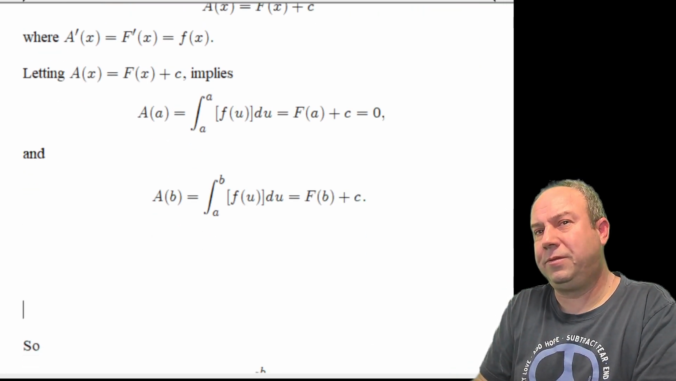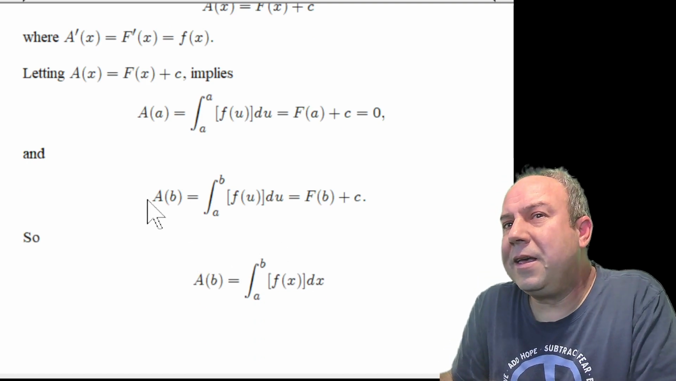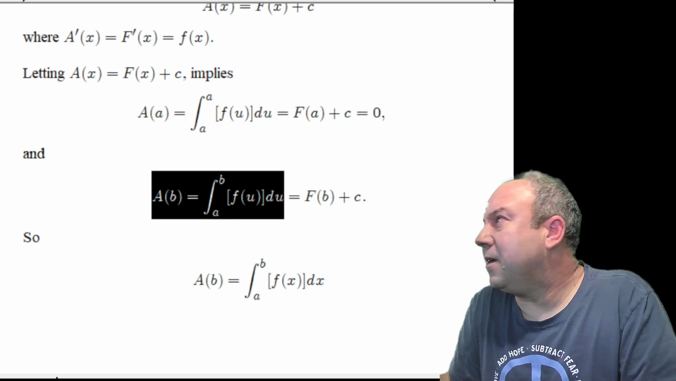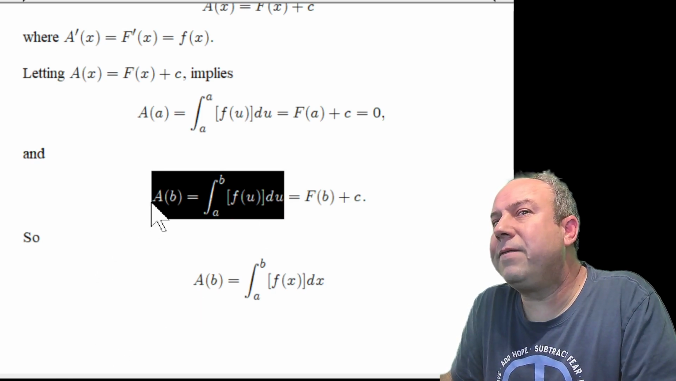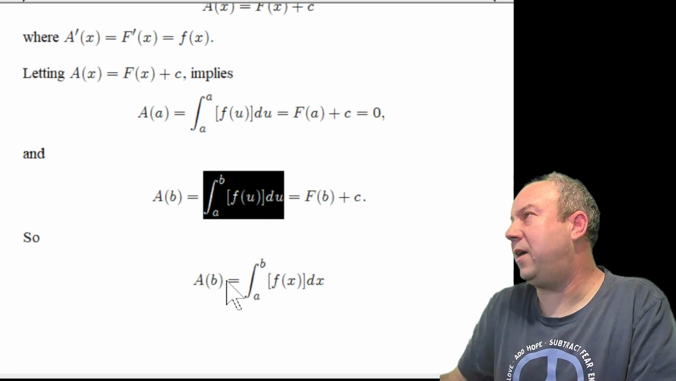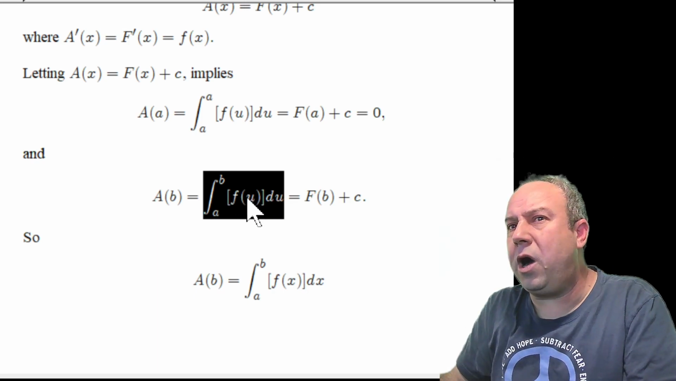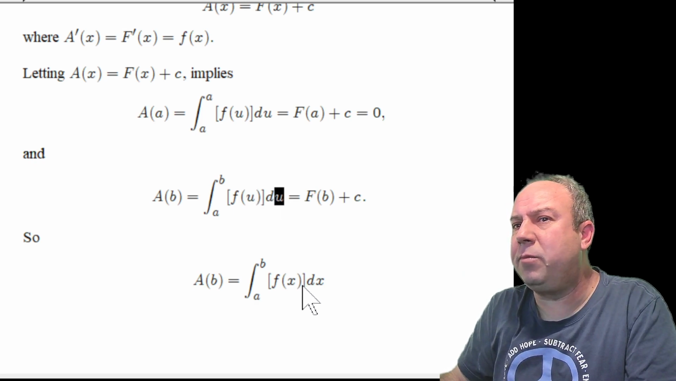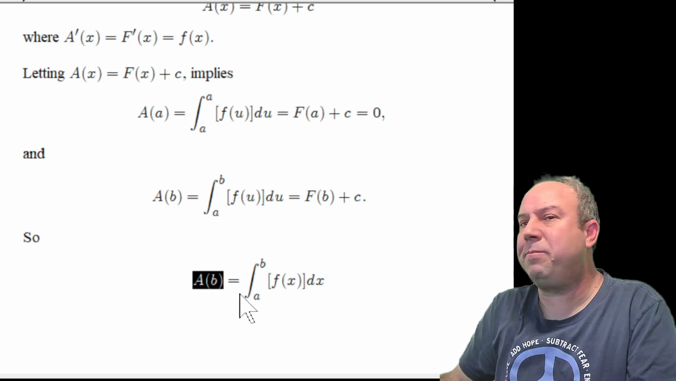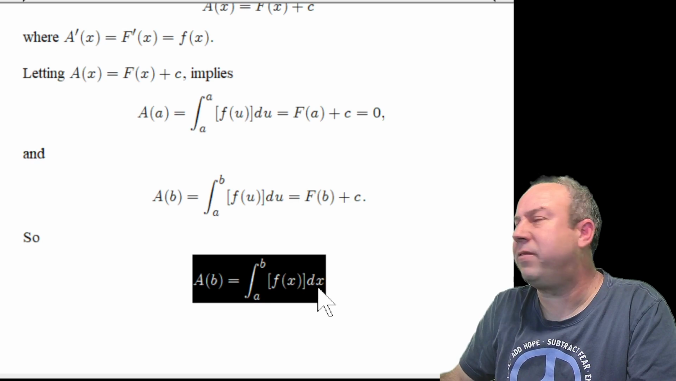So, what does that tell us? First of all, if the area function at little b can be expressed this way as the definite integral from a to b for f of u du, there's no reason why we can't change that dummy variable back to x and say that the area function at b is the definite integral from a to b for function f of x dx.